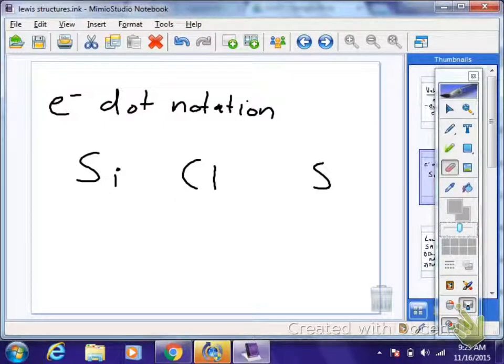So all we do is count across, including the element we're in, and that's how many electrons we show around the symbol. So silicon, how many across? 4. So we go 1, 2, 3, 4. We're done. It has 4 valence electrons. And chlorine, how about chlorine? 7. So I just go clockwise. You don't have to.